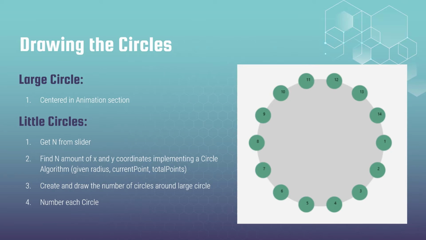By providing a few values to a circle algorithm, each person is given an x and a y coordinate that is equally distant around the gray circle. After the values are assigned, the person is drawn onto the pane. We follow the same pattern to place labels over each person to number them.